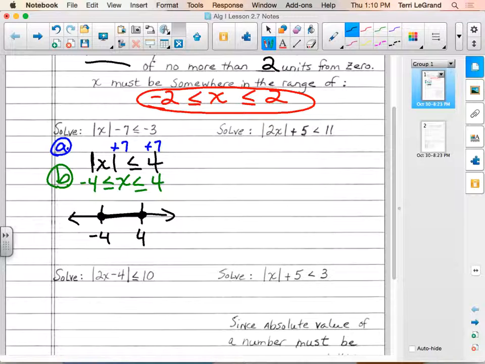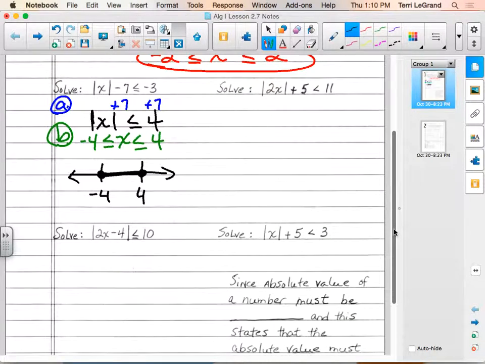But all our shaded ones should be. If we put -4 in there, it better make it true. If we put +4 in there, it better make it true. If we put any numbers that are in between there, better make it true. Okay? Okay, let's look at the next one. Do we need to do step A?